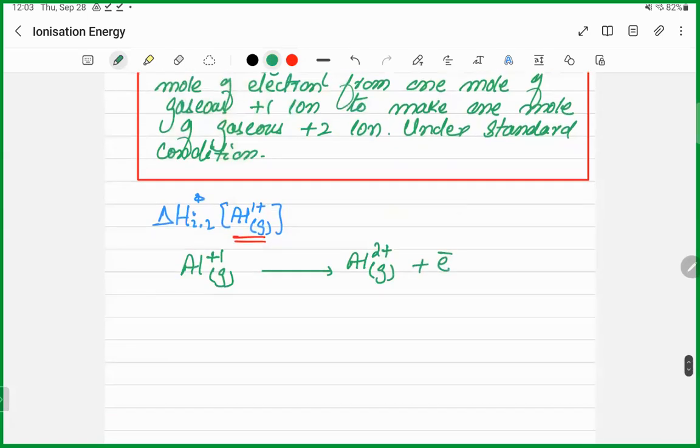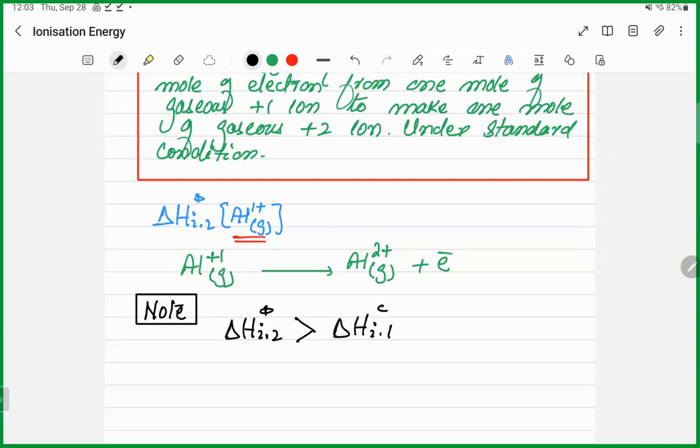Okay, so in any case, magnesium, aluminum, it could be chlorine, it could be oxygen, whenever they ask you about the equation for the second ionization, it's always 1 plus to 2 plus, and all the physical states are gas. ठीक है, delta H I2, the second ionization energy value, is always greater than delta H I1.